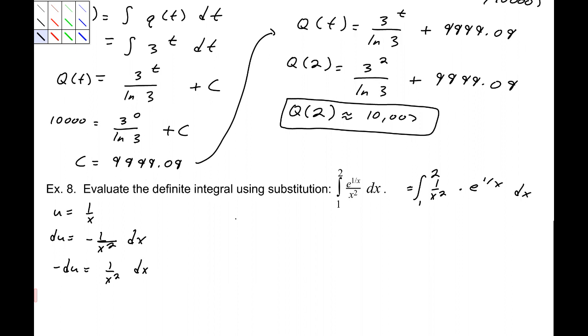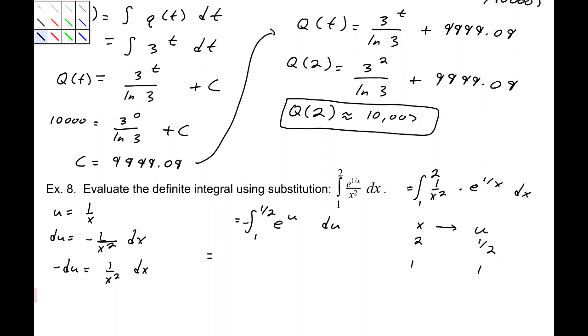Now, when I go to replace this, the 1 over x squared dx is taken up by negative du, and it becomes e to the u. Now I'm going to go ahead and change my variable. I started with x's, so I'm going to convert these limits to u's. Upper limit is 2, lower is 1. Since it's 1 over x, my u becomes 1/2 and 1. So I'm integrating from 1 to 1/2.